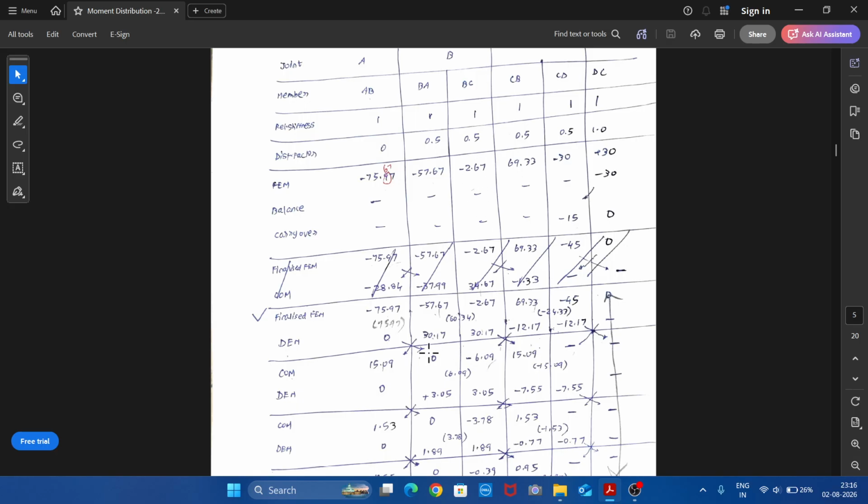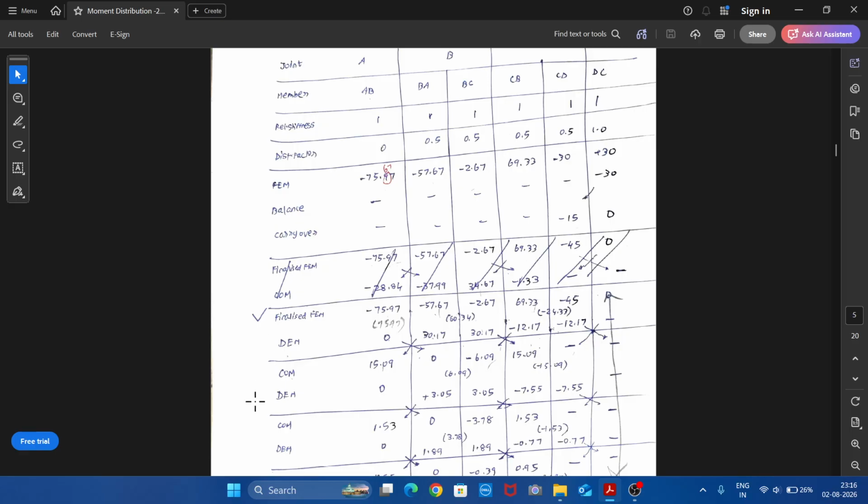So 30.17, 30.17. Then coming here, 69.33 minus 45 will yield plus 24.33. Therefore, minus 24.33 needs to be applied for balancing. So this balancing moment multiplied by the corresponding distribution factor will give you the distributed moment. So minus 24.33 into 0.5. Similarly, minus 24.33 into this 0.5 will give you this. Next, this is one iteration.